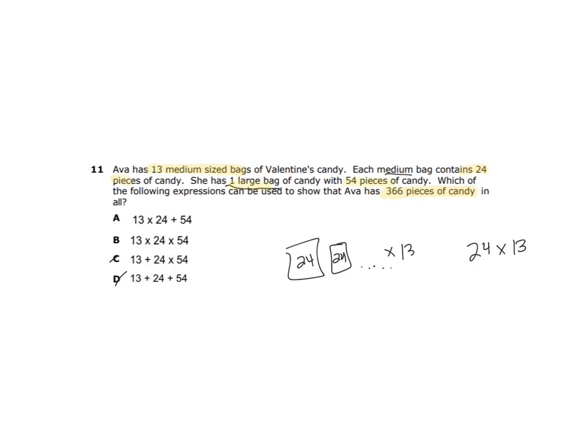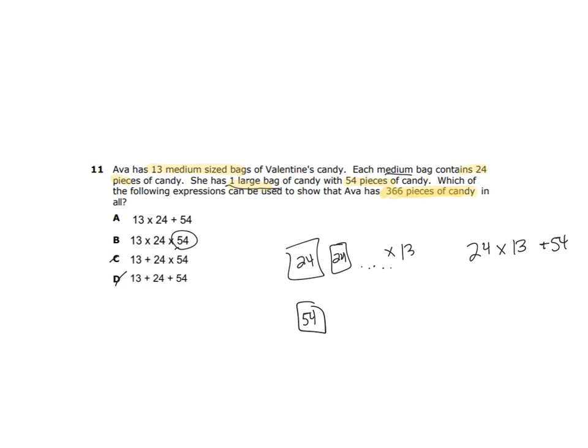Which of the following can show that Ava has 366 pieces? So, if I know she has one bag that has 54, well, then can I just add those 54 pieces to the other pieces to see how many she has total? So let's see. Oh, this one is multiplying the 54.